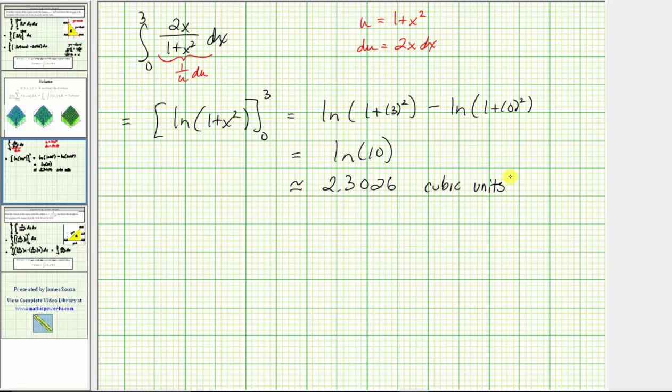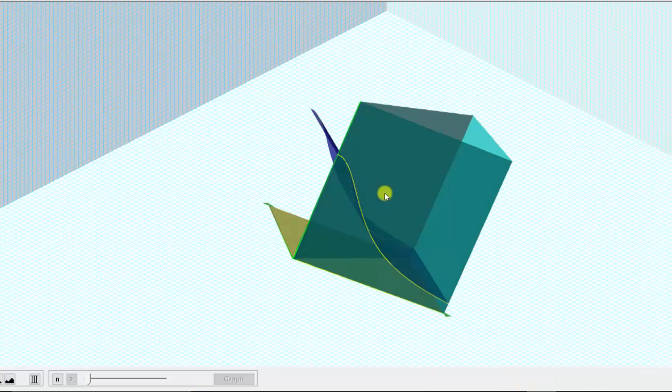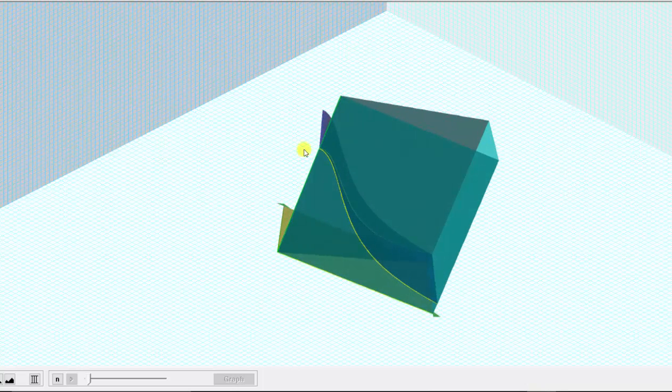Let's go back and look at our graph in 3 dimensions one last time. We just found that the volume below the blue surface above the triangular region in the xy plane is exactly natural log 10 cubic units, or approximately 2.3026 cubic units, which should be this volume here.